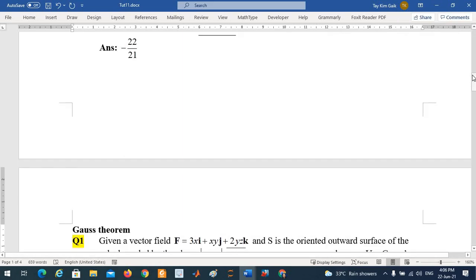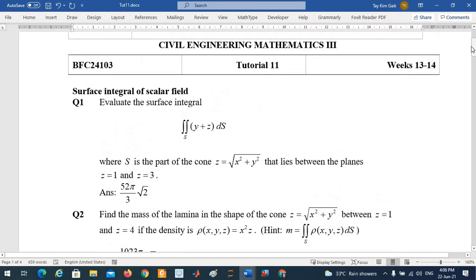First of all, we look at question 1 of the surface integral of a scalar field. Evaluate the surface integral of y plus z dS across the surface S, where S is a part of the cone z equals the square root of x squared plus y squared.